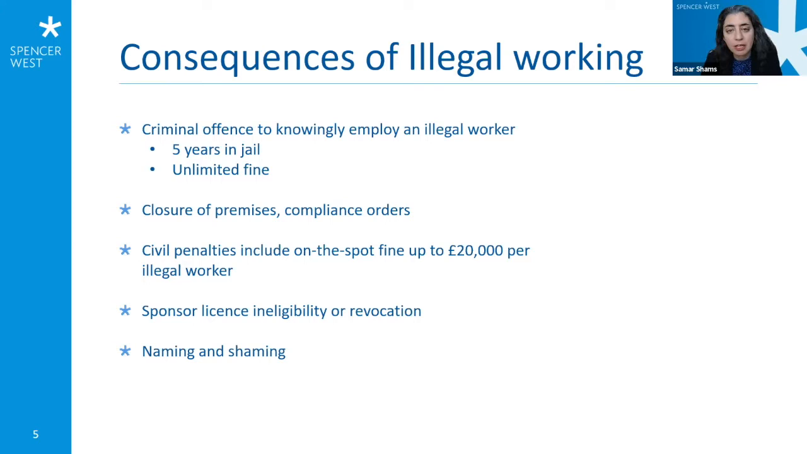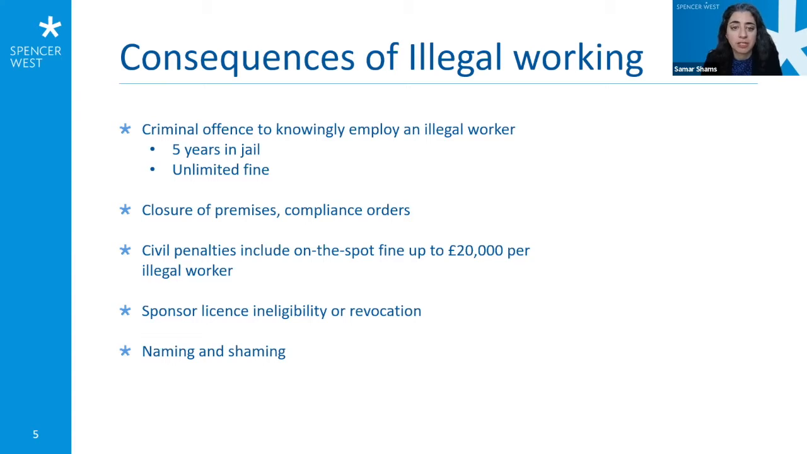I'm obliged to tell you about the criminal penalties, but I would urge you don't really worry about them. Civil penalties are a more realistic outcome for instances of illegal working that might arise in your organizations. So civil penalties include an on-the-spot fine of up to £20,000 per illegal worker. That can really add up very quickly if you have systemic issues that mean that several people are working illegally.